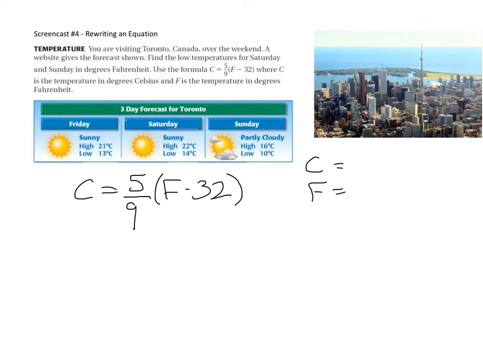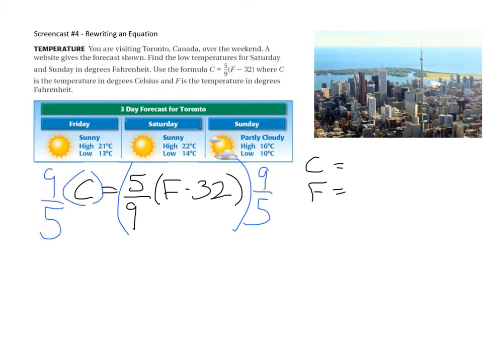Watch, folks. This is how we got it. So what we want to do is solve for F. Notice right now we have already solved for C. Everything that is not C is on one side. What we want to do is take F and get rid of everything that is on its side now. So first let's get rid of that 5/9. Well, we know how to do that. To get rid of any fraction, multiply both sides by its reciprocal, 9/5.